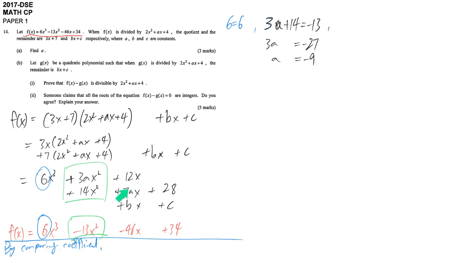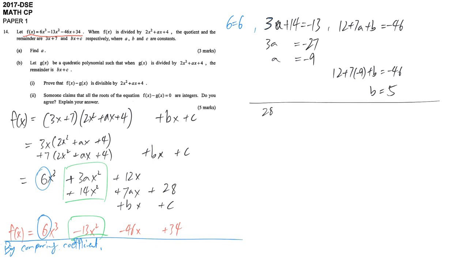From this term, 12 plus 7a plus b is equal to negative 46. It's because we already know what a is here. That's why we can continue the calculation. b is equal to 5. The last finding is 28 plus c equal to 34. So c is equal to 6. Therefore, we know a is negative 9, b is 5, c is 6. But in this question, they just ask you about a, so b and c may not be necessary.